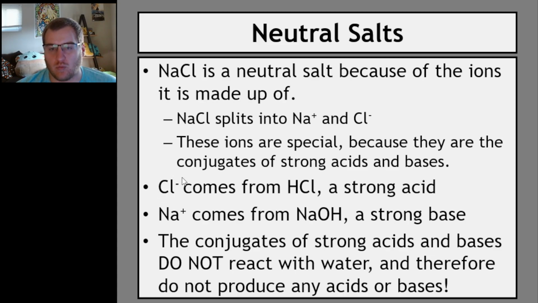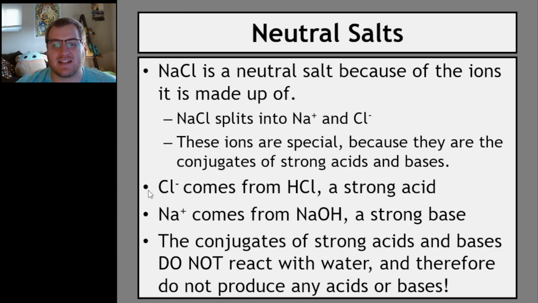Cl minus is one of the things it makes. That is the conjugate base of hydrochloric acid. HCl is a strong acid. It makes Cl minus. Na plus is the cation, or the conjugate acid, of the strong base sodium hydroxide. They're only off by one OH. The conjugates of strong acids or bases do not react with water, therefore do not produce any acids or bases in solution.